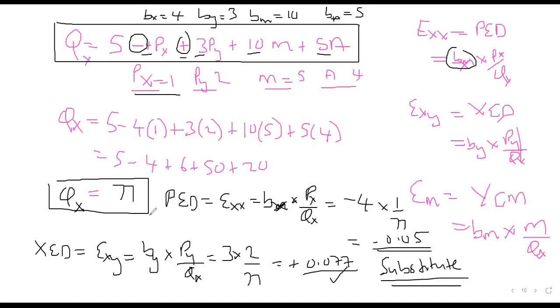So we therefore also got to calculate our income elasticity. Income elasticity is the gradient for good M times the actual price over Q. What is the gradient for good M? 10. The actual price for M is 5, and the Q here is 77. So we have 50 over 77, which gives 0.64 or 0.65, positive. Since we got a positive, what kind of good is this? It's a normal good. Now I can take you to the question so you understand.